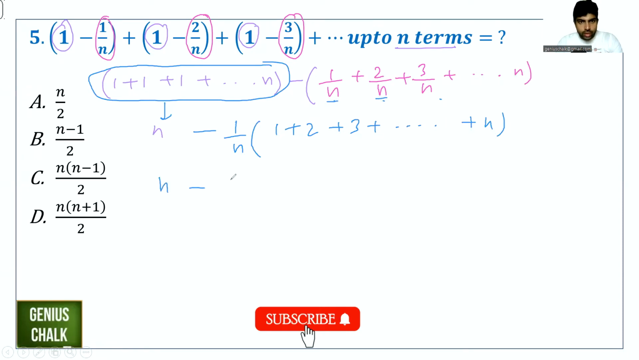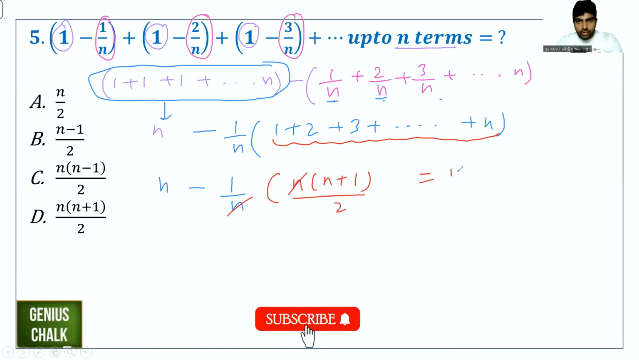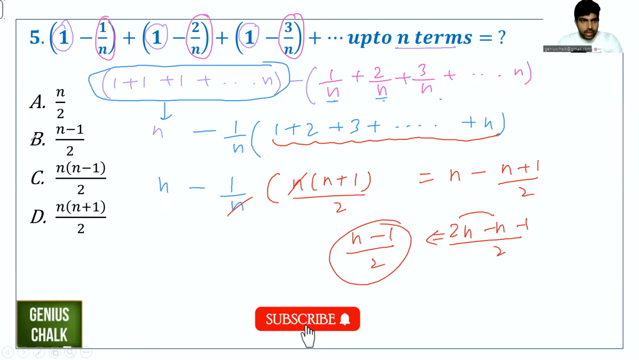Now if you solve it, we have discussed a formula. What is the sum of the first n natural numbers? That is given by n into n plus 1 by 2. So you can cancel this n. The answer of the question is n minus n plus 1 by 2, and that has to be 2n minus n minus 1 by 2, and that is the second option, right? So this is the approach of this question.